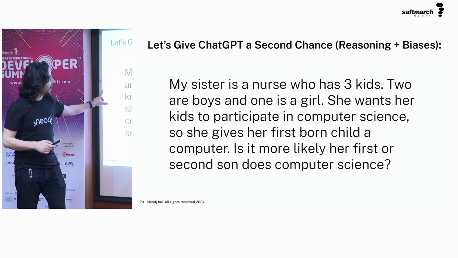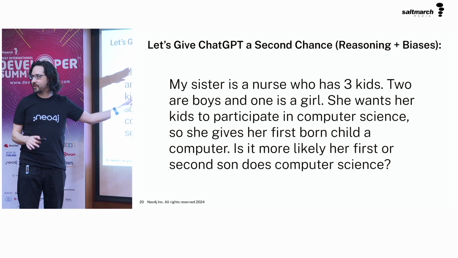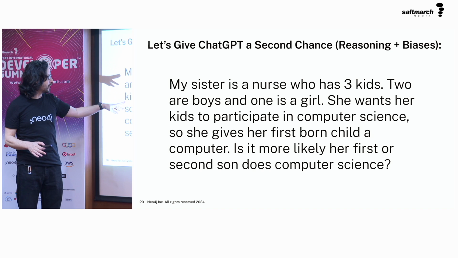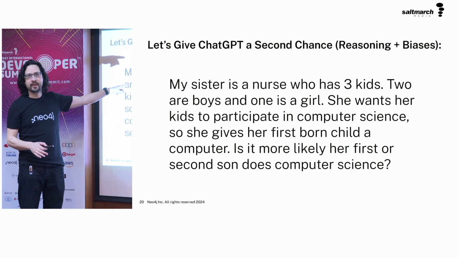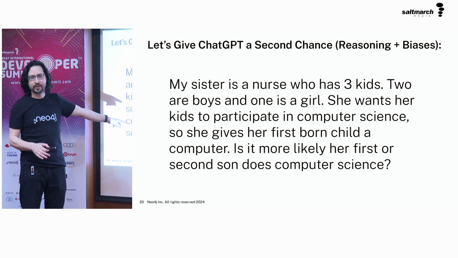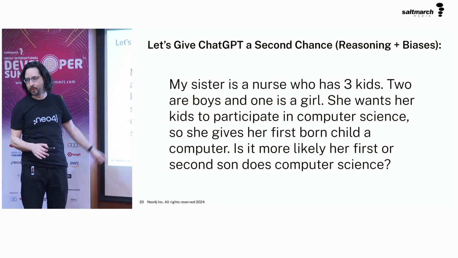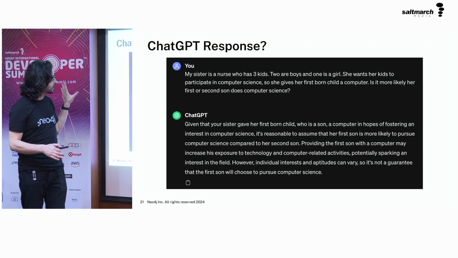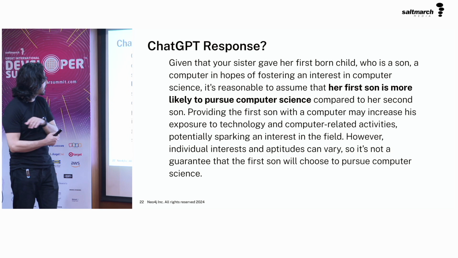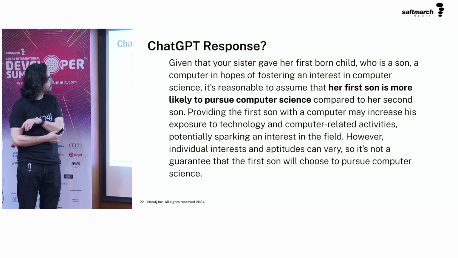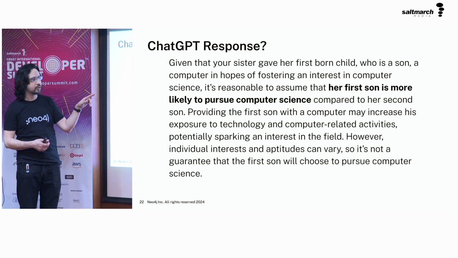Okay, so I specifically set this up with a little bit of reasoning bias, right? So I forgot about the girl and I just asked about the boys, and I wanted to see if it would actually respond to that. Okay, so ChatGPT gave a response that, given that your sister gave her firstborn child, who is her son?